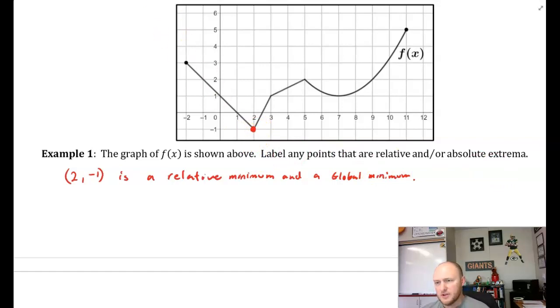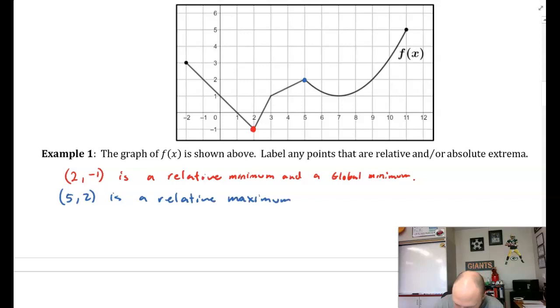The next point that we're going to talk about is (5, 2). Now (5, 2) is a relative maximum, because it's greater than all of the other points around it. All right, next we have (7, 1).